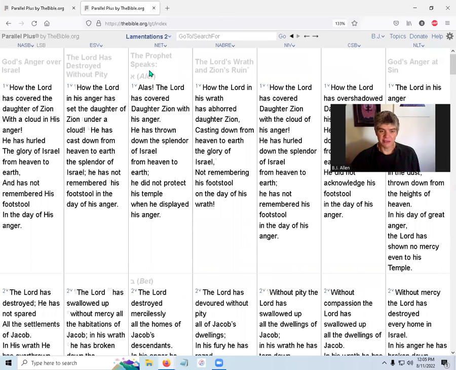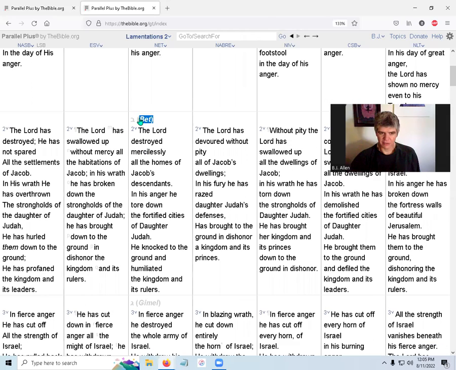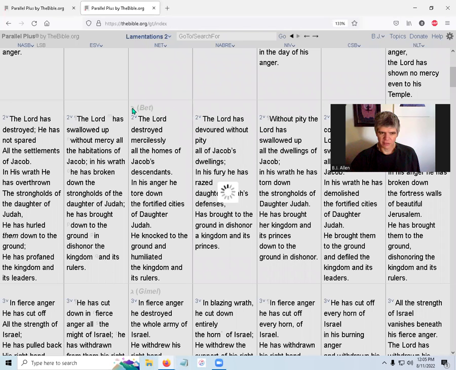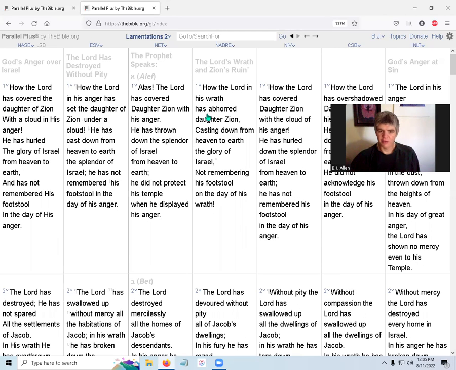And look, the NET has in the subheading Aleph, Bet. They even got the Hebrew letter there. I assume that's because the Hebrew letter starts each of these verses, which in the Hebrew wouldn't be a verse. It wouldn't be Lamentations chapter 2 verse 1. In the original Hebrew, it was just a poem.